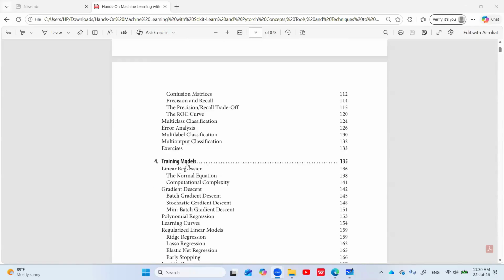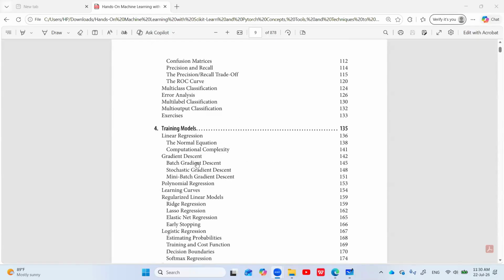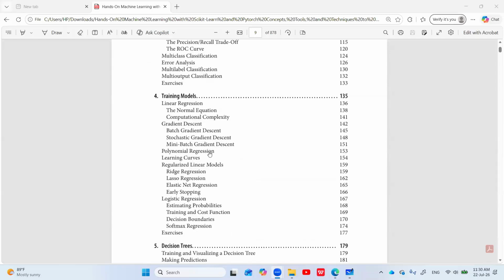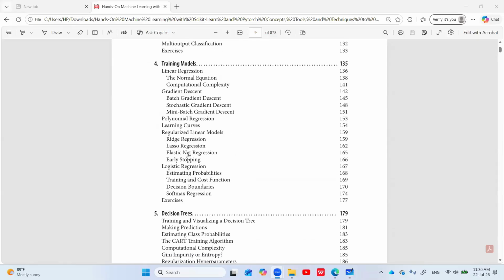In the fourth chapter, we will be discussing training models, including the regression models, linear and polynomial, and also regularized linear models like ridge, lasso, and elastic net. After that, logistic regression. We will be learning all of those things under chapter 4.